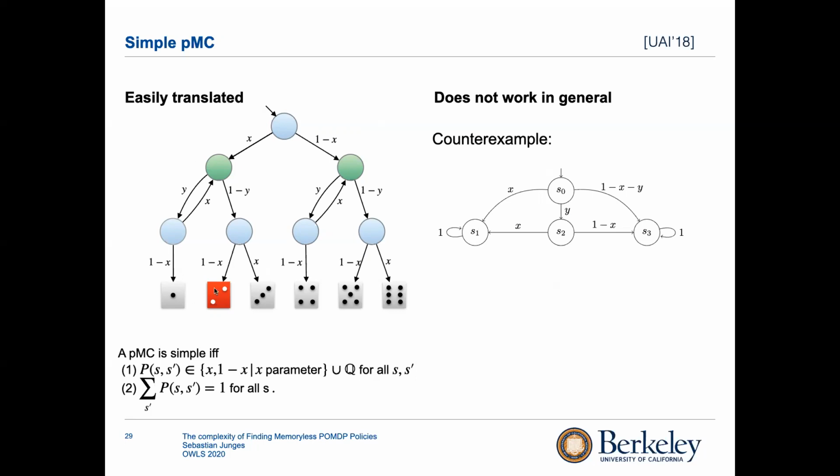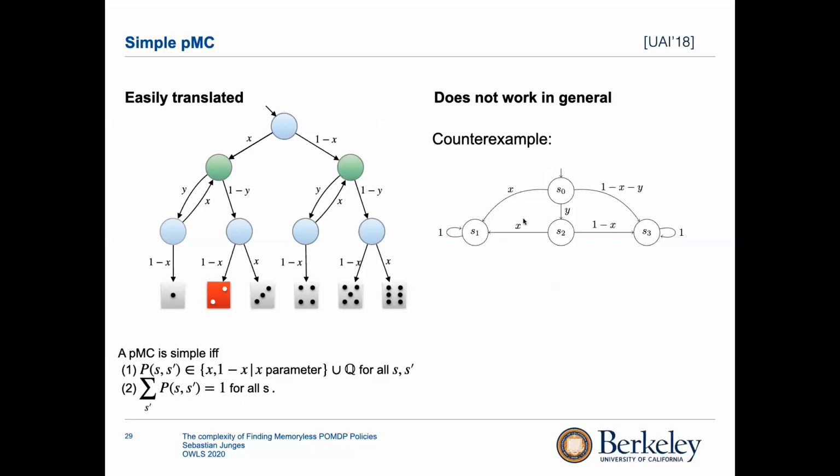And this PMC is simple. So roughly it says every probability, these probabilities always occur in combinations x and 1 minus x. You might also have constant probabilities, and we need to ensure that they always occur in this pair. So the sum of the outgoing probabilities is 1. Well, you can easily translate the PMC on the left to a POMDP. It's harder for the PMC on the right.